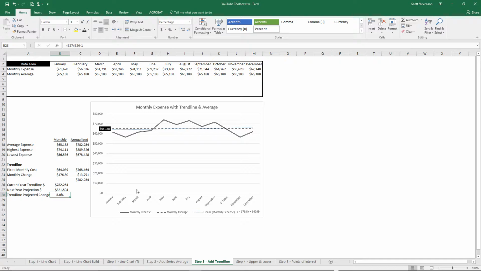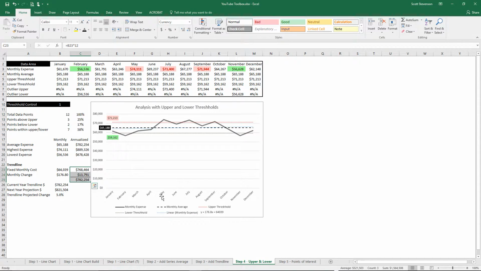Okay, the next thing we're going to look at is adding the upper and lower control elements. Now, what are those?